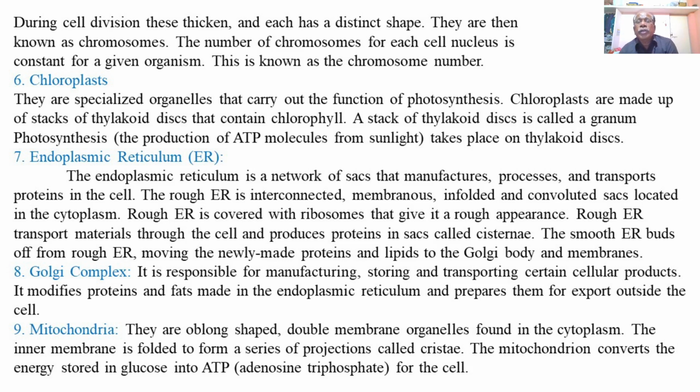So, the smooth endoplasmic reticulum buds off from the rough endoplasmic reticulum and moves the newly synthesized proteins and the lipids to the Golgi bodies and the membranes. Then another structure present in the cytoplasm of the plant cell is the Golgi complex. It is responsible for manufacturing, storing and transporting certain cellular products, and it modifies the proteins and fats made in the endoplasmic reticulum and prepares them for export to the outside of the cell.